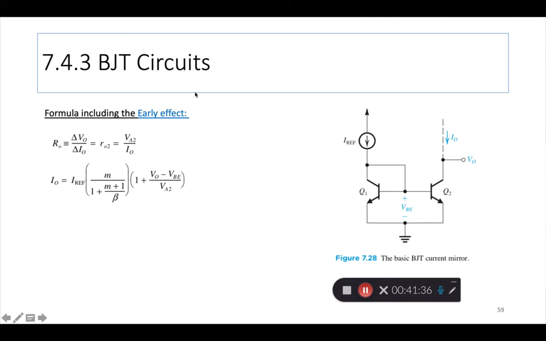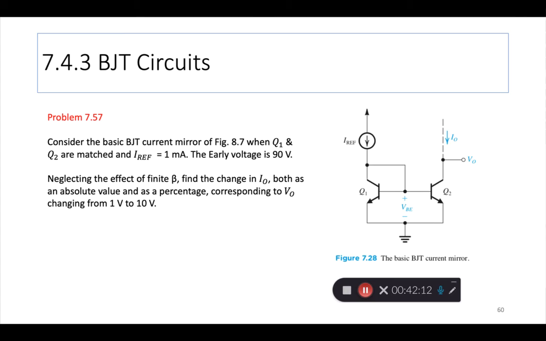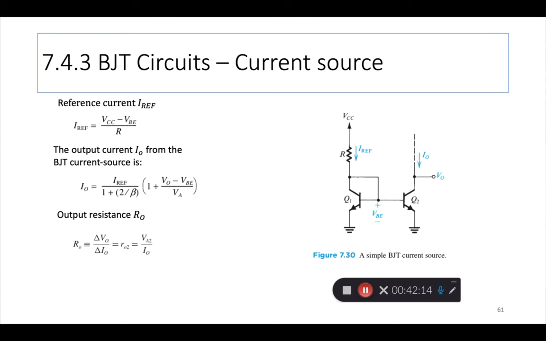Okay, same ideas about having to include the early effect, right? So if early effects are given in terms of early voltage VA, then the simple formula of I0 equals I reference now has another factor that you have to include. And then the output resistance is also defined in terms of early effect in this way. Okay, the output resistance is not infinite anymore, it's finite. All right, so problems, we'll come back later.